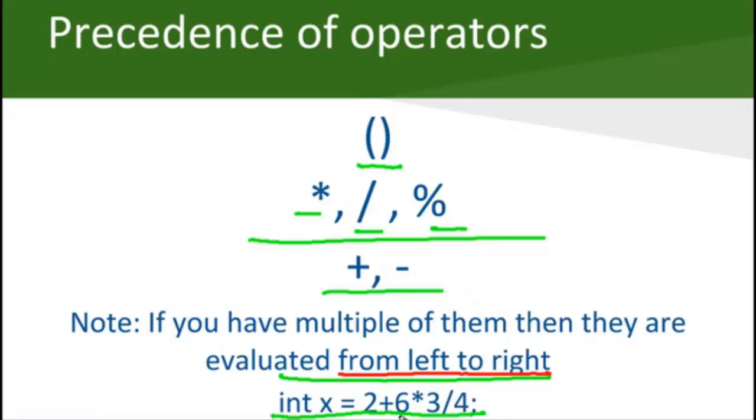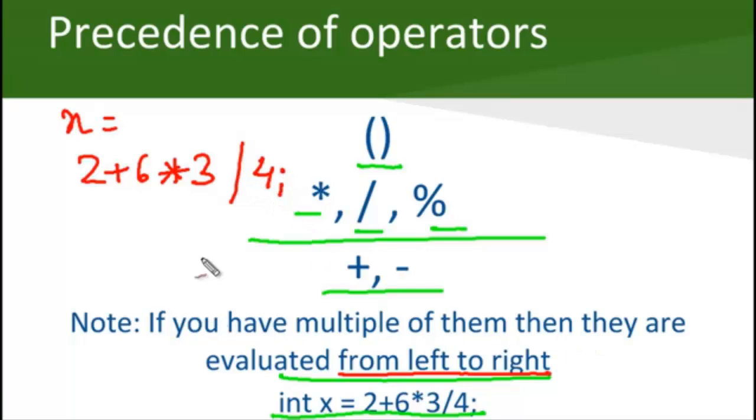Suppose we have this expression. I'll write this expression above. x = 2 + 6 * 3 / 4. Now we don't have parentheses here, so we'll move on to the next level. Multiplication, division, remainder operator have the same level of precedence. Since we have both multiplication and division operators, we will evaluate from left to right. So multiplication comes first. So 6 * 3 is 18.